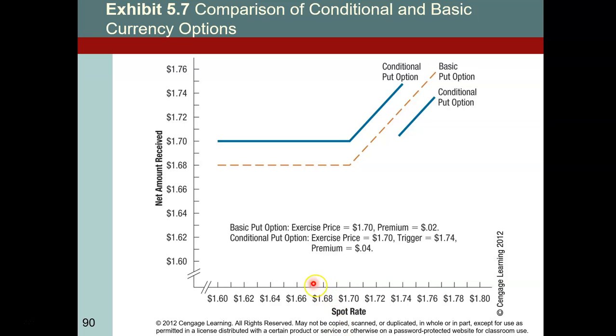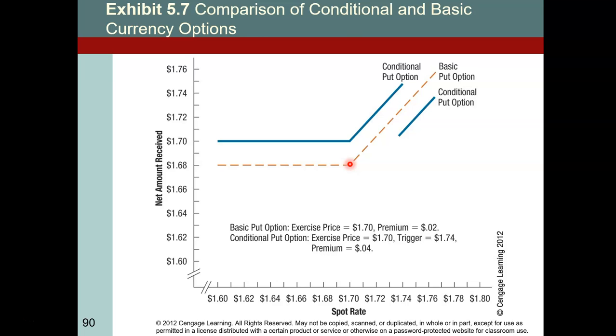Okay, so here we can see that. Let's start by looking at the basic put option. For the basic put option, the exercise price is 1.7 and the premium is 0.02. You can see when the spot rate is also 1.7, this is the cutting point. Excuse me, it's not the break-even point, but the cutting point.